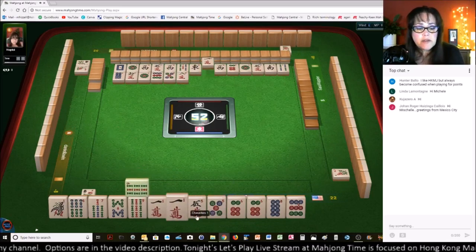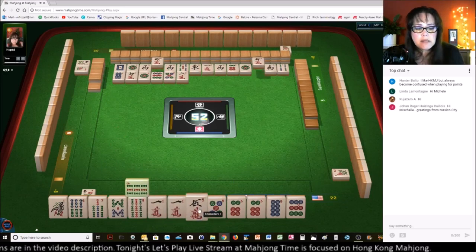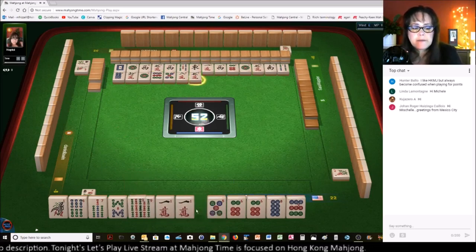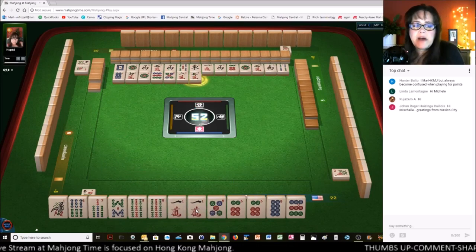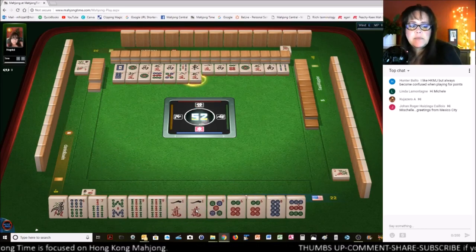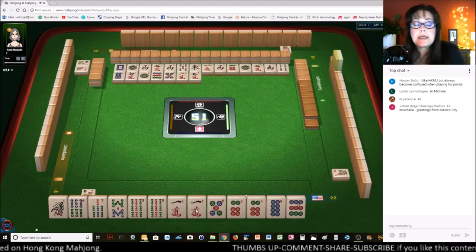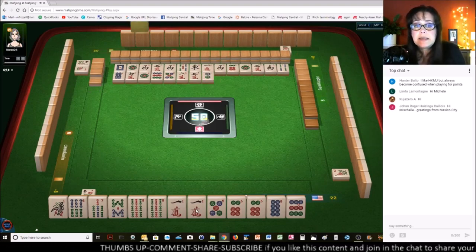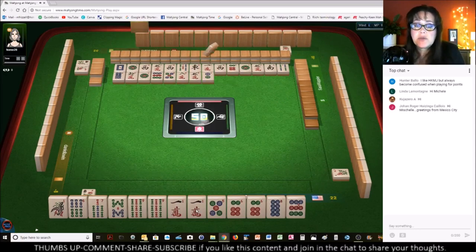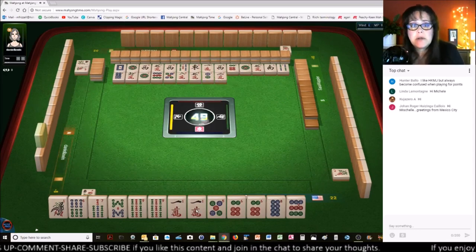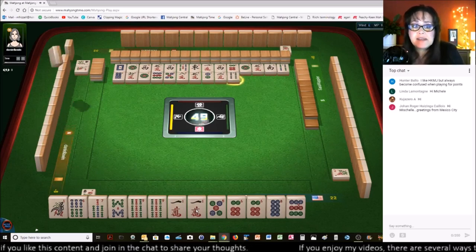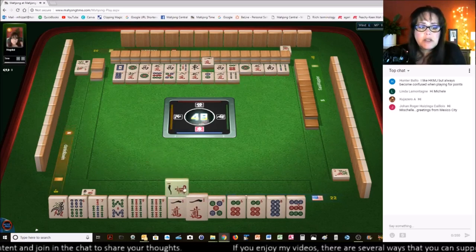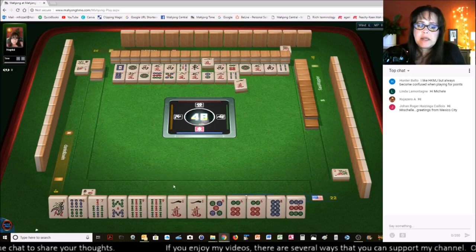Okay, there's another pair. Let's see. Let's get rid of the 5 crack. Now the 1s and 9s, I probably should have kept that 5 actually. I should have kept that 5 and discarded the 1 because 1s and 9s are on the edge of a sequence. They begin and end a sequence. Those can only be in one chow, 1, 2, 3, or 7, 8, 9, whereas a 5 is in the middle of the sequence, so it could be used all over. Okay, I'm going to get rid of that.